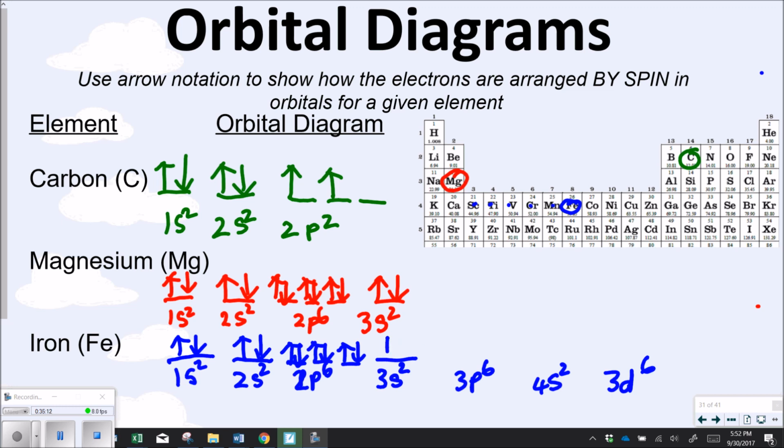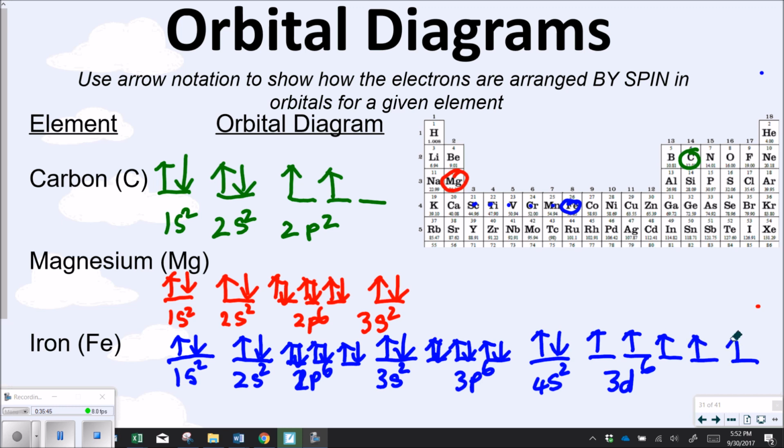1 orbital for s, 2 electrons. 3 orbitals for p. We go up singly. 1, 2, 3, 4, 5, 6. 1 orbital for s, 2 electrons. And 5 orbitals for d. 1, 2, 3, 4, 5. And I have 6 electrons, so I go singly 1, 2, 3, 4, 5, and then I can double up.